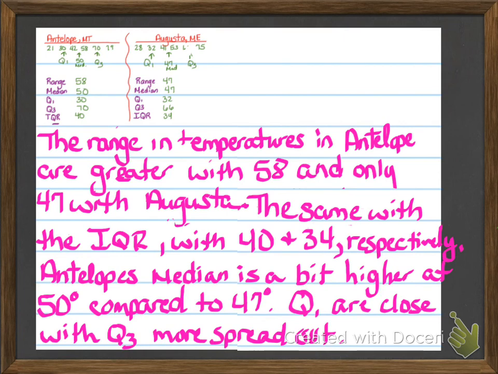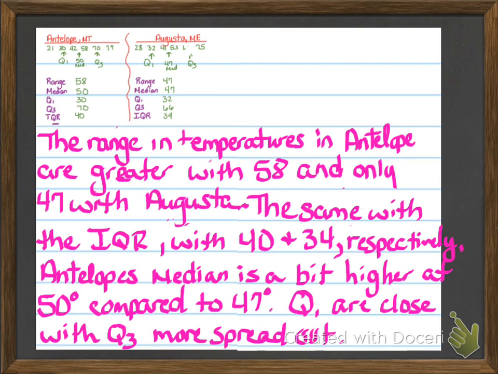So I talked about the range in temperatures and then the interquartile ranges next. The range in temperatures in Antelope are greater with 58 degrees and only 47 with Augusta. So notice how each time I'm going to put the Antelope number first and then the Augusta number second, since that was the order that I did my work and the order they were presented. And then I went on to say the same with the IQRs with 40 and 34 respectively.